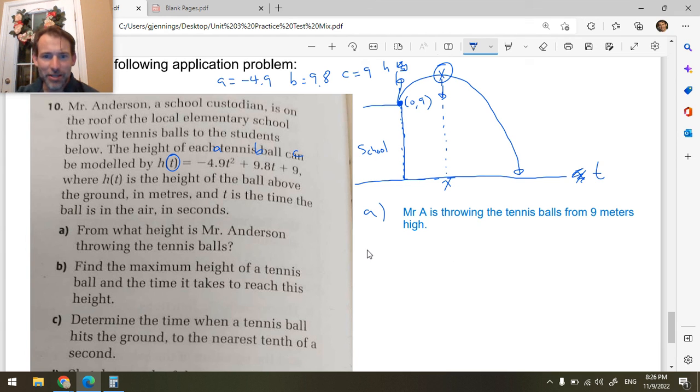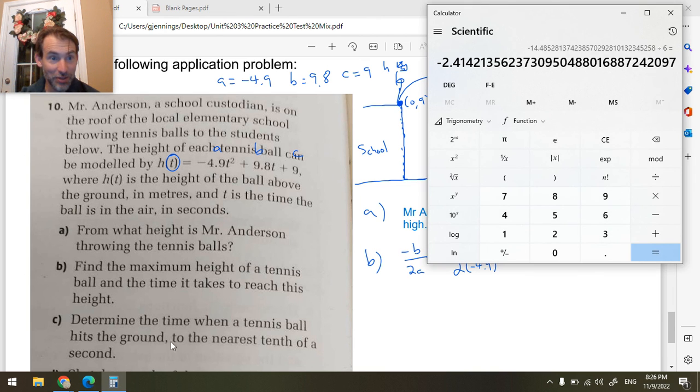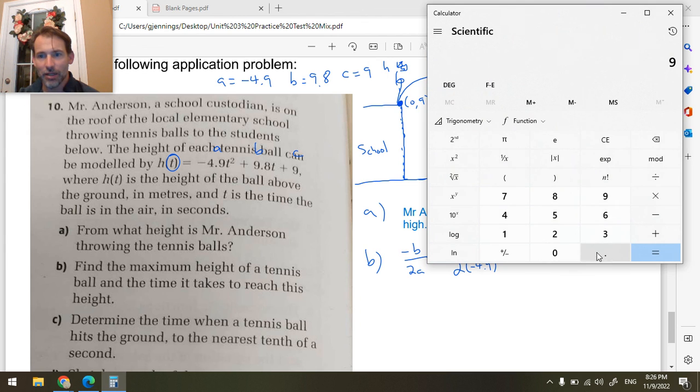So, b. Let's get started on b. We know we can use negative b over 2a to find the x value of the vertex. In this case, negative b would be negative 9.8 over negative 2 times negative 4.9. And then you plug this into your calculator and find that it equals 1. You want me to prove it to you? I'll prove it to you.